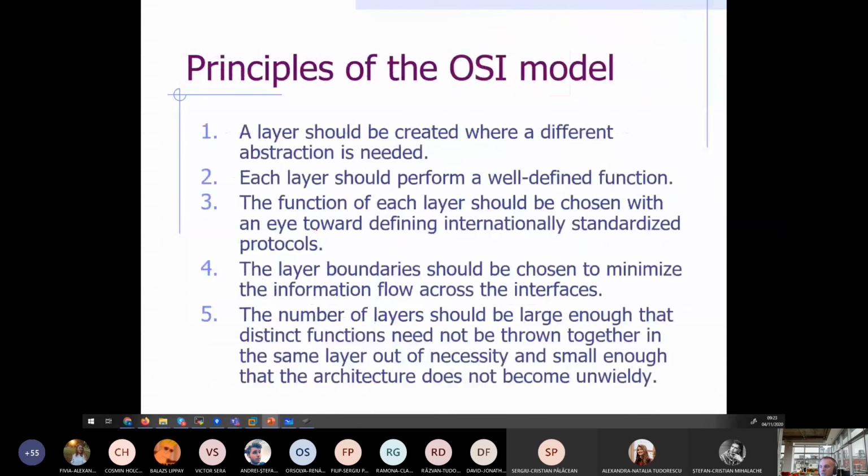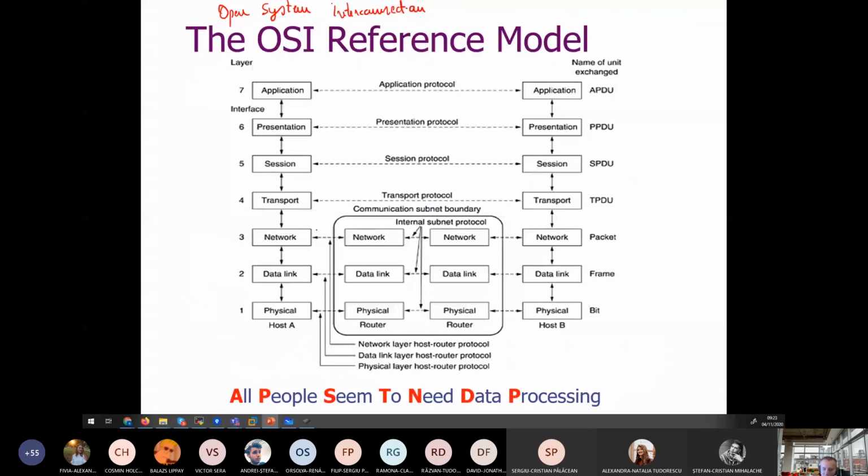If we're going back to this, as you can see, up to this point, we have some sort of internal stuff here. The transport layer is the first one where we think, in an abstract way, that the transport layer on machine A talks directly to the transport layer on machine B.